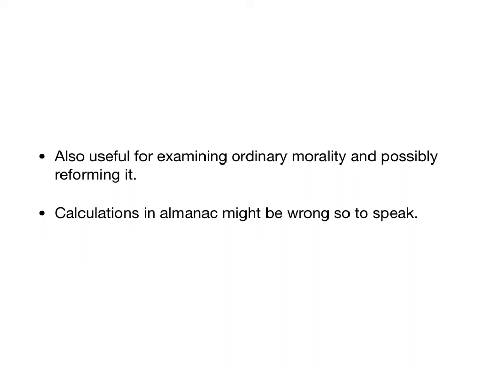Mill wrote this whole book, The Subjugation of Women, basically making a utilitarian argument that common sense morality in Victorian times about relations between the genders was just completely off, right? It got the calculations wrong. We need to fix it. So we can examine ordinary morality and we might need to reform it. The calculations might be off. So I actually think Mill has a really good answer to this whole no time to calculate thing. Here, I tend to agree with Mill. He does pretty well.